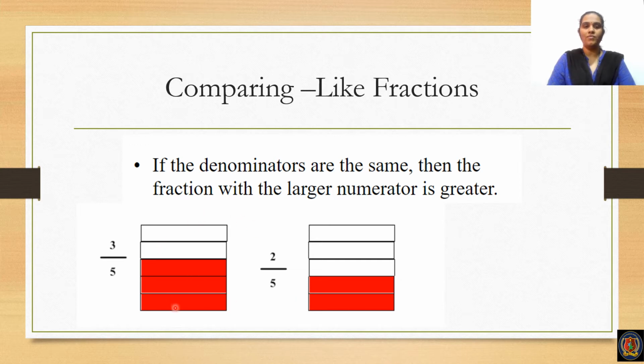This is a whole which is divided into 5 parts, and this is a whole which is divided into 5 parts. Here 3 parts are shaded, here 2 parts are shaded. So 3 by 5 is greater. The fraction with the greater numerator is greater. So we can say 3 by 5 is greater than 2 by 5.